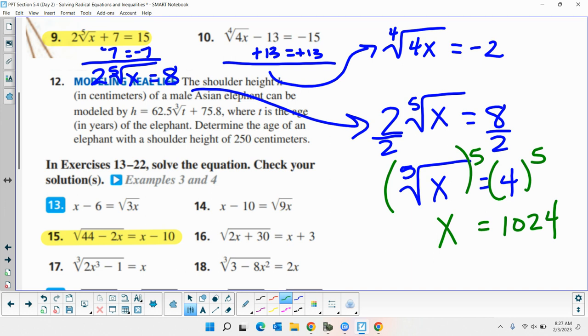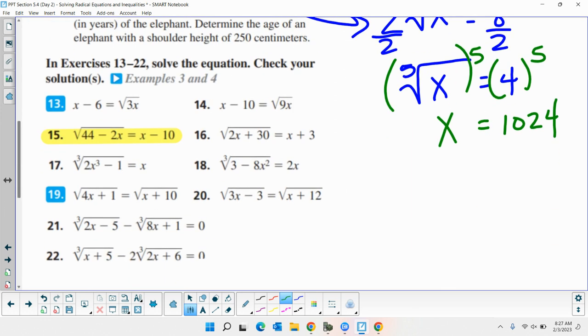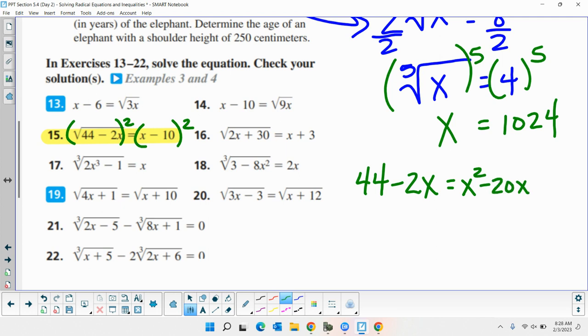This was pretty easy last night, wasn't it? And then this one was the one that was a little bit tougher because we had to square both sides. But remember, it's x minus 10 times x minus 10, all right? So the 44 minus 2x, when I square the square root, those cancel, right? And then x minus 10 times x minus 10 is you square the x. x times negative 10 is negative 10x, but there's 2 of them. Double it, that's negative 20x. And then negative 10 squared is positive 100.